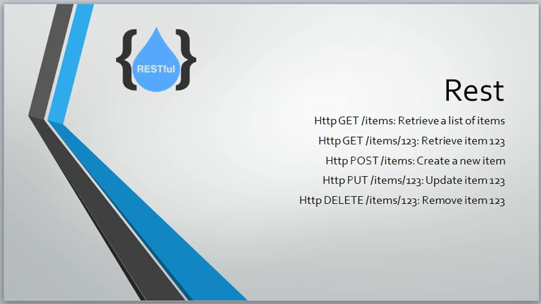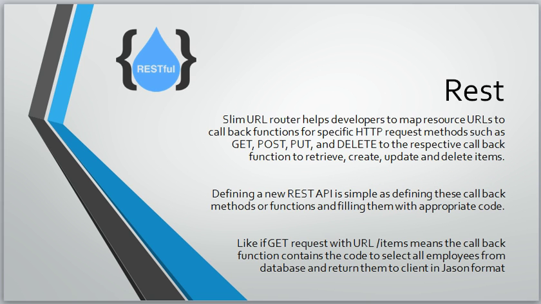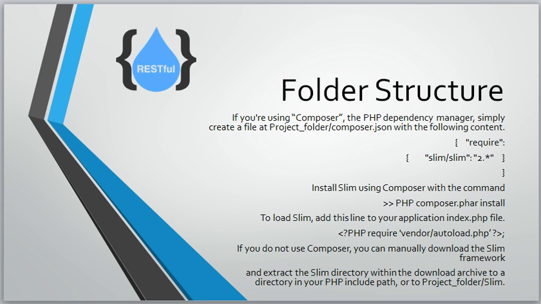The Slim URL router helps developers to map resource queries to callback functions for specific HTTP request methods, such as GET, POST, PUT, and DELETE, to the respective callback function to retrieve, create, update and delete items. Defining a new REST API is as simple as defining these callback functions, and filling them with appropriate code. Like if a GET request with URL/items means the callback function contains the code to select all employees from the database and return them to the client in JSON format. That's all.